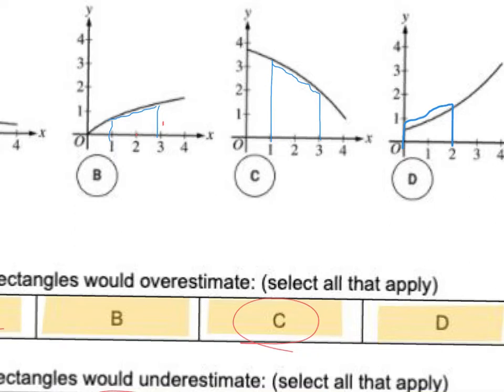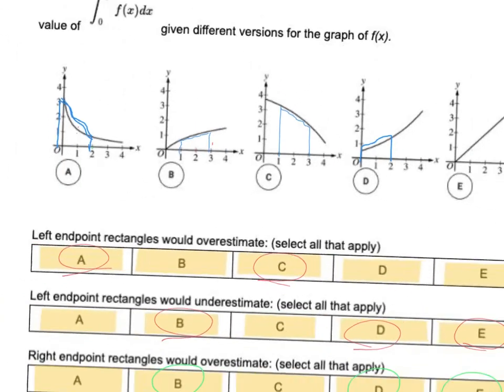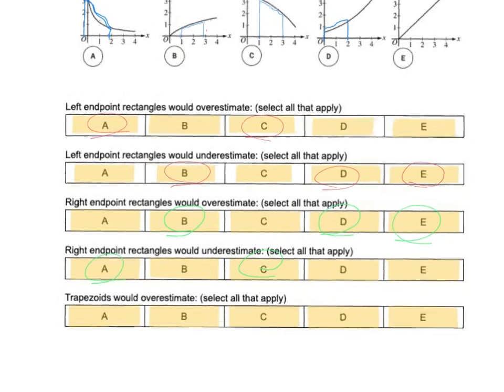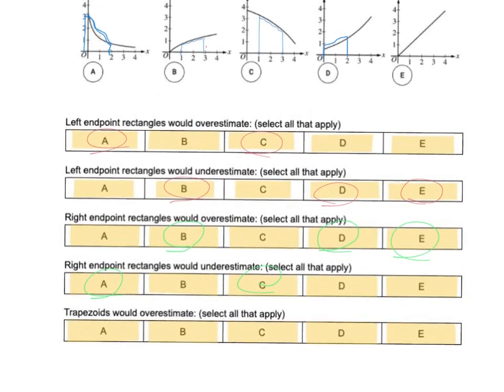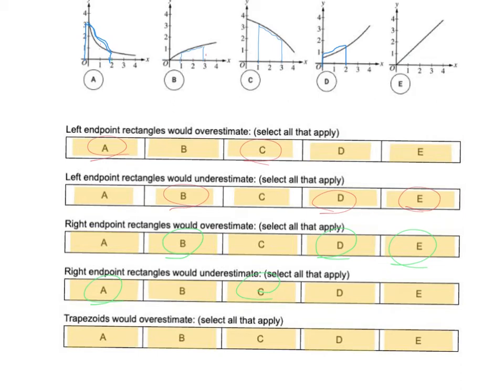I know it's terrible, but concave up, a trapezoid is an overestimate. Concave down, a trapezoid is an underestimate. And you can see that that is regardless of whether we have an increasing or a decreasing function. So trapezoids would give an overestimate if the function is concave up, like it is in A and D, excuse me.